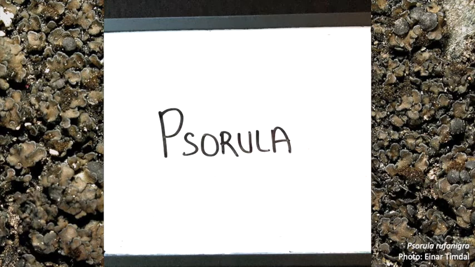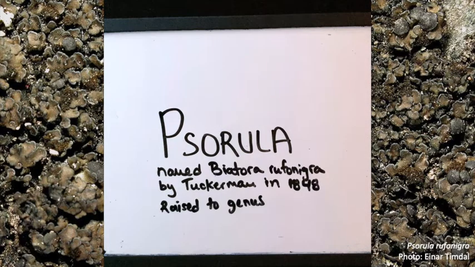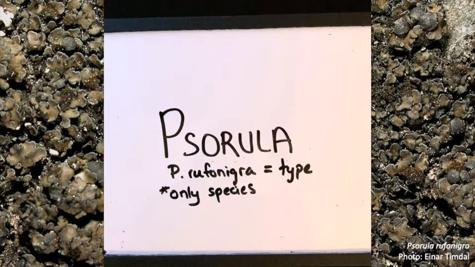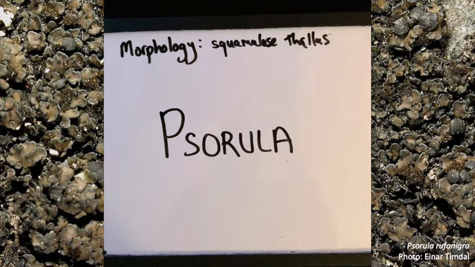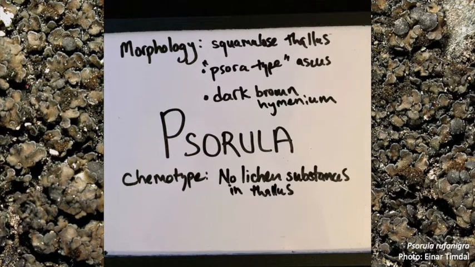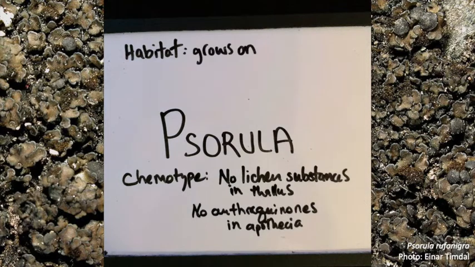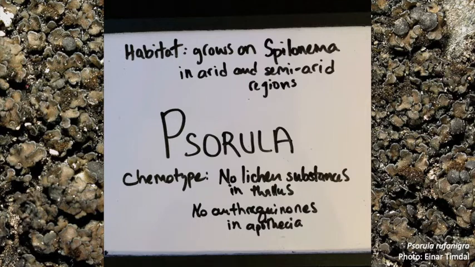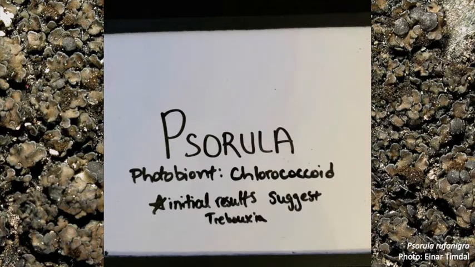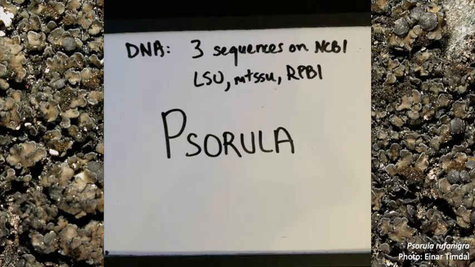The genus Psorula has an uncertain position in the family Psoraceae. It was first described by Tuckerman as Boyatora in 1848, and Schneider raised Psorula to genus level in 1980. The only species, Psorula rufonigra, has a squamulous thallus, Psora-type asci, and is distinct from Psora due to its dark brown hymenium. Psorula is not known to have secondary compounds in the thallus and does not have anthraquinones in the apothecia. It tends to grow on spirulina in arid regions and associates with a chloroplacoid algae that my initial results suggest might be Trebouxia. There are currently 3 sequences available on NCBI.